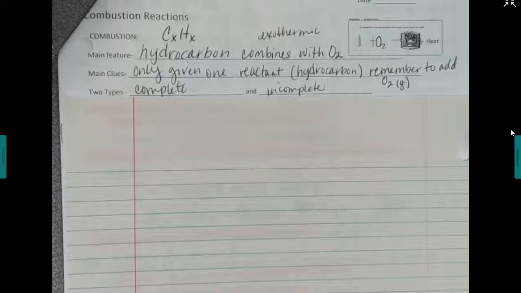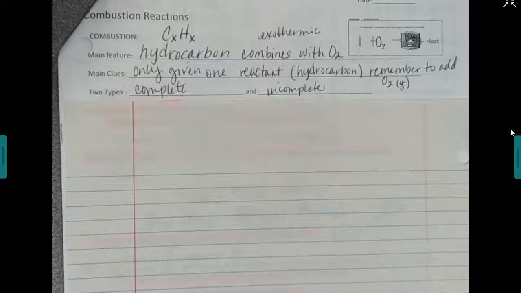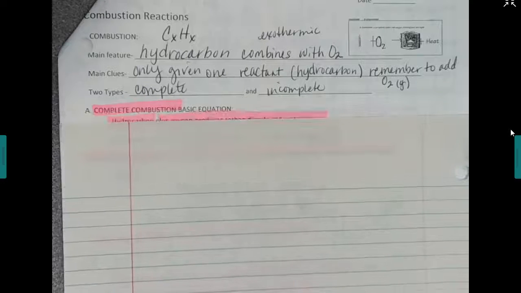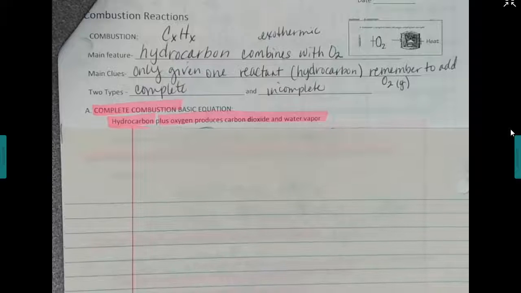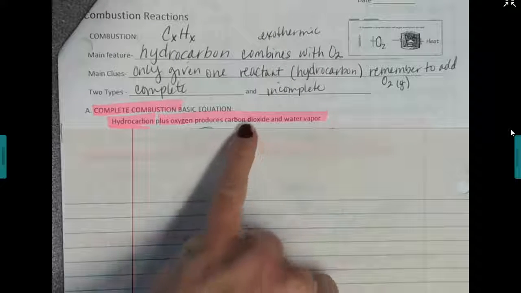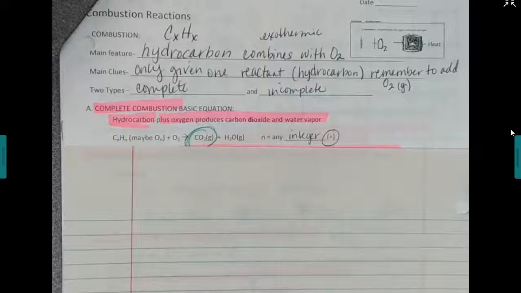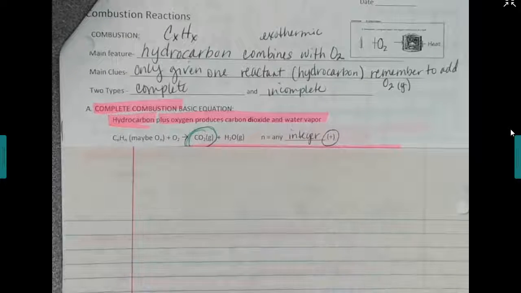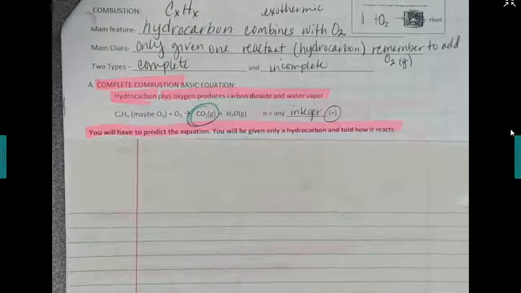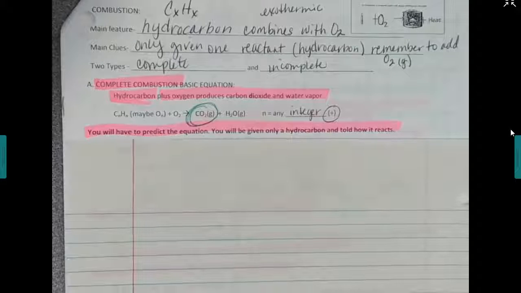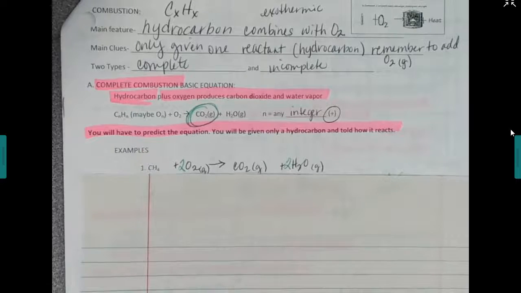There are two types of combustion reactions. We have complete combustion and incomplete. So let's look at complete combustion. The basic equation for complete combustion is the hydrocarbon plus oxygen produces carbon dioxide and water. So here's our basic formula, with n being any integer. You will have to predict the equation. You will only be given the hydrocarbon and told how it reacts.